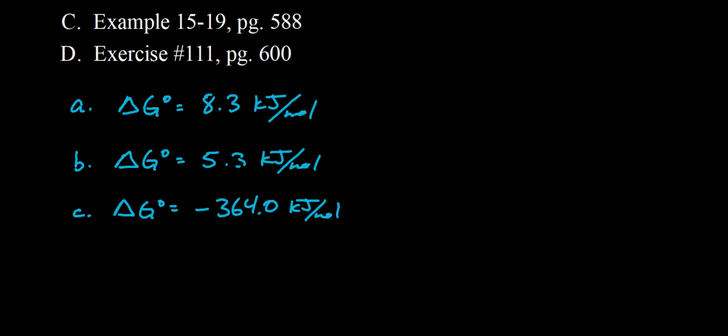Alrighty, here are our answers. So for letter A, we get 8.3 kilojoules per mole. That tells us that this reaction is non-spontaneous at 298 Kelvin. Same thing in letter B, 5.3 kilojoules per mole, non-spontaneous. And then letter C, negative 364.0 kilojoules per mole, negative delta G, which indicates that this reaction is spontaneous at 298 Kelvin.